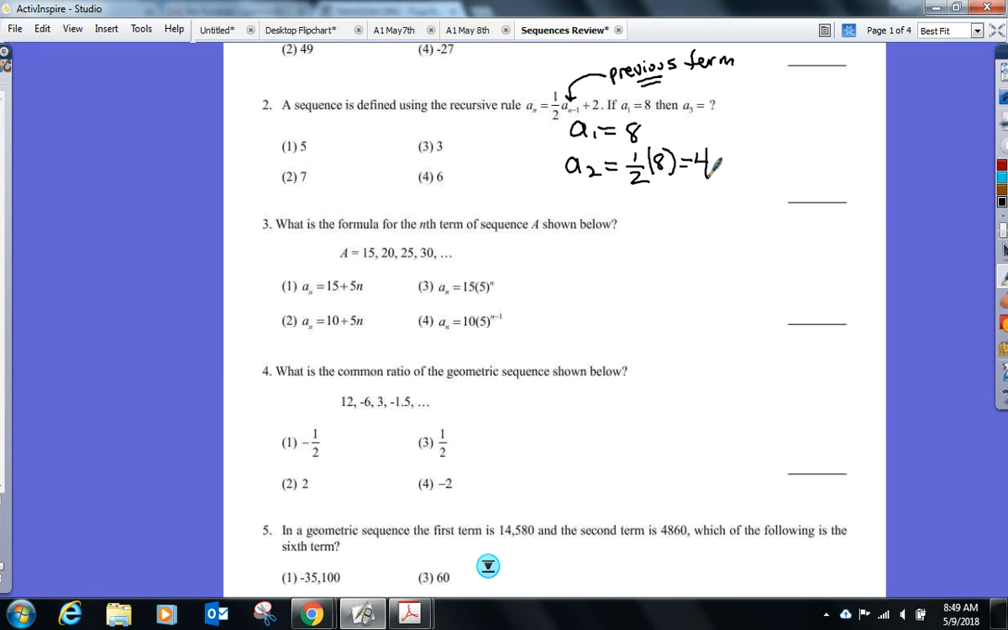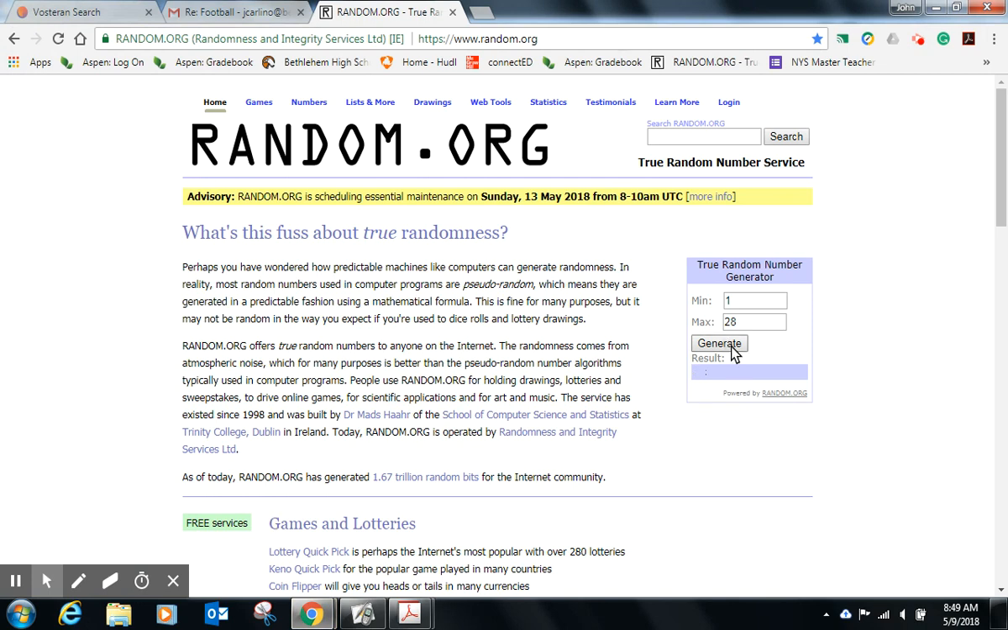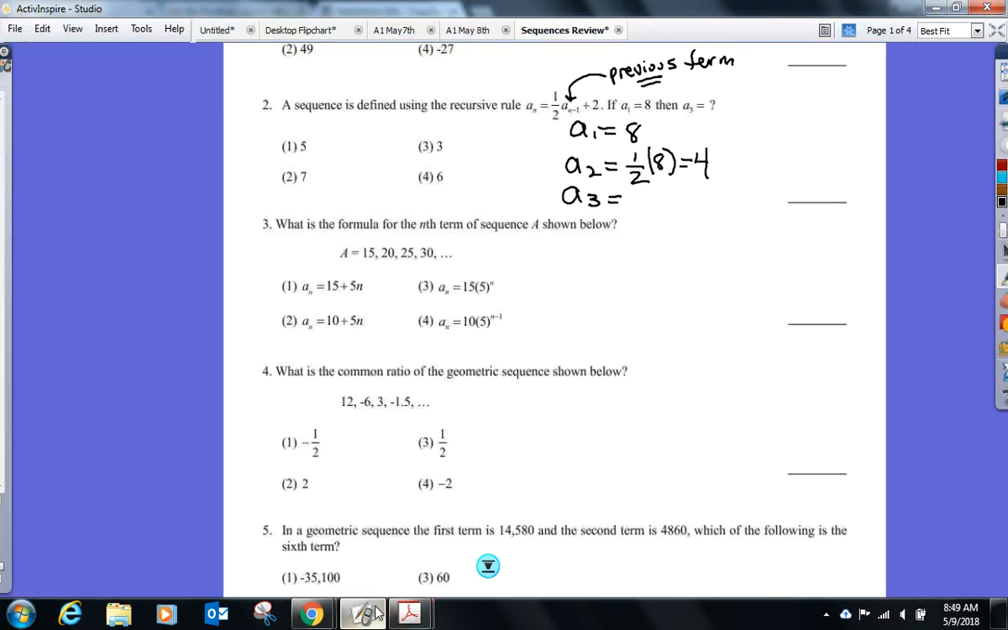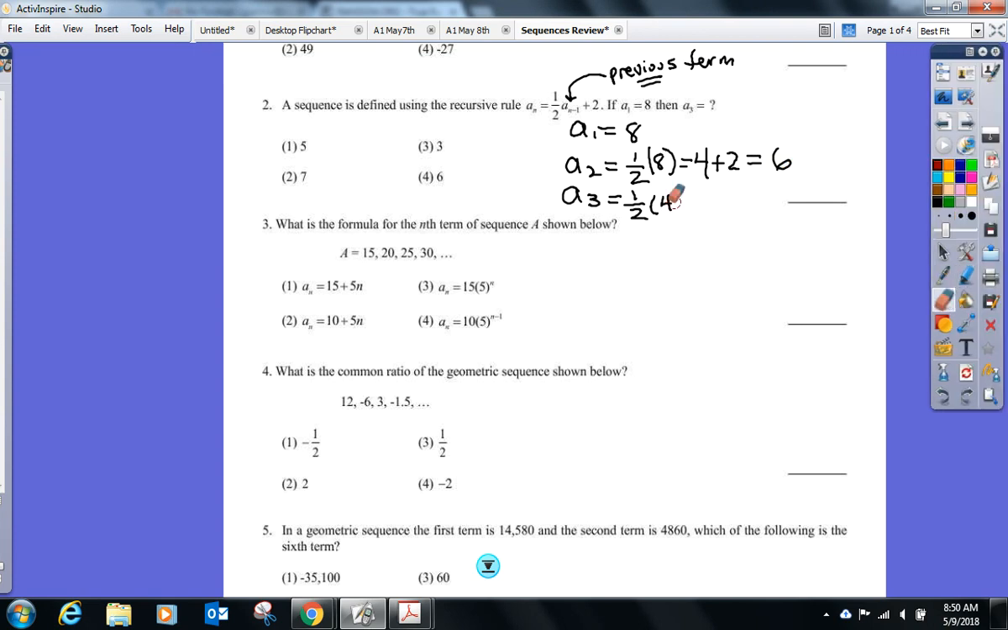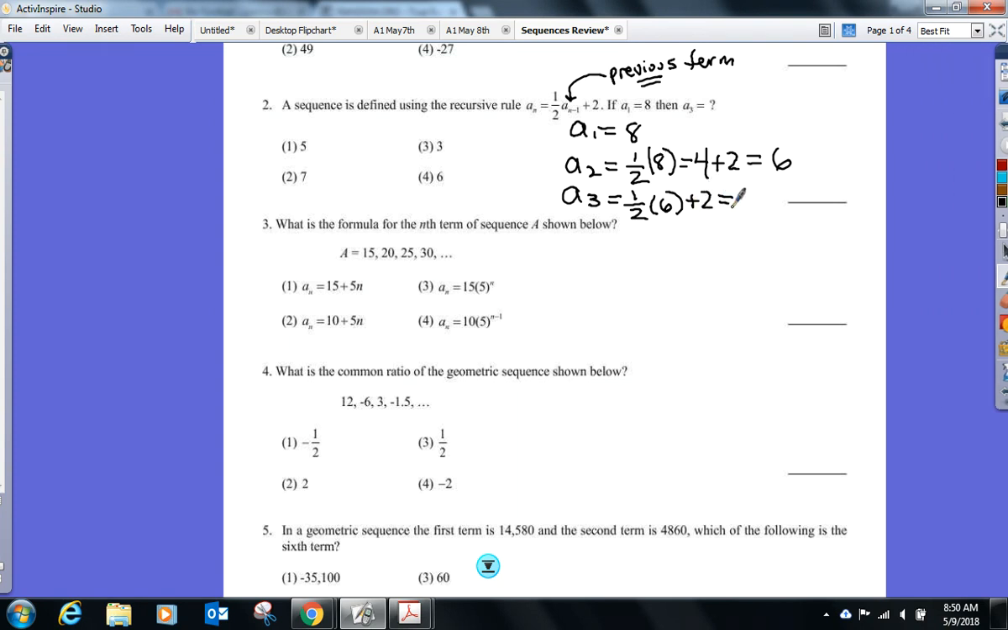second term there, Hunter? 4. Now find the third term. How do I find it? 1/2 of 4. Where am I missing something here? Oh, I forgot to add 2. Sorry, my fault, guys. 6. Now I do not plug in 4, Xavier, but 6, and add 2 to it. So, Xavier, what's my third term here? 5. Yep.